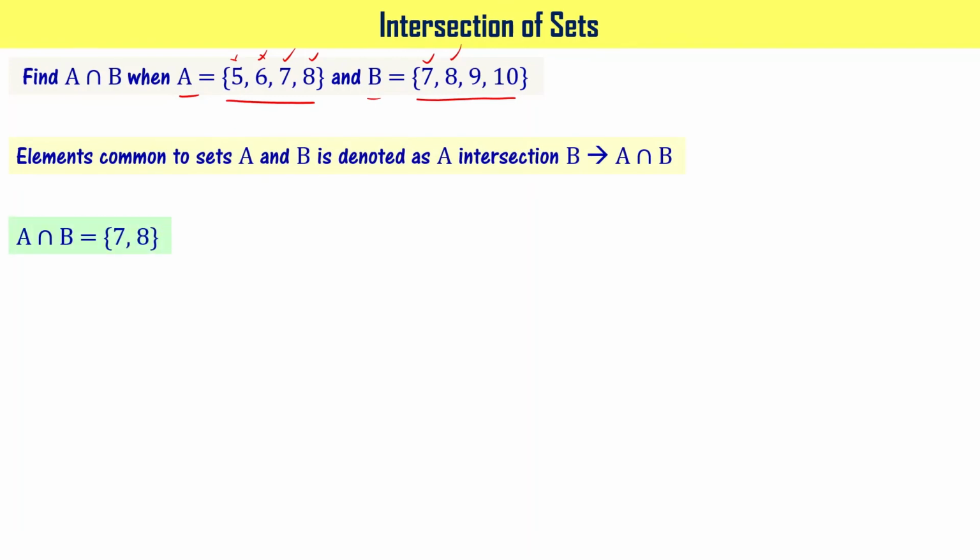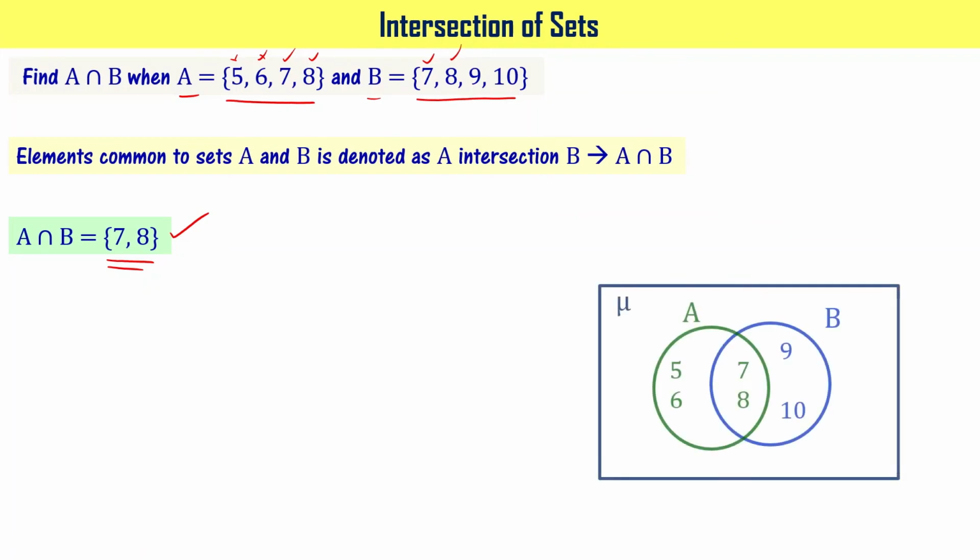Okay, A intersection B has got elements 7 and 8. This is roster form. And using Venn diagram, we can show like this. A has got elements 5, 6, 7 and 8. B has got 7, 8, 9 and 10. And 7 and 8 are common to both the sets, right? So that's why A intersection B has got elements 7 and 8, right?